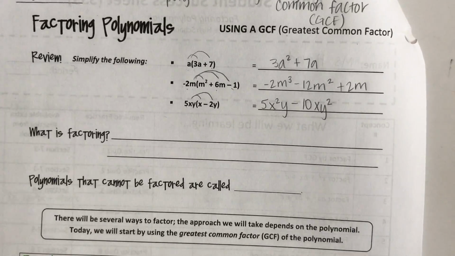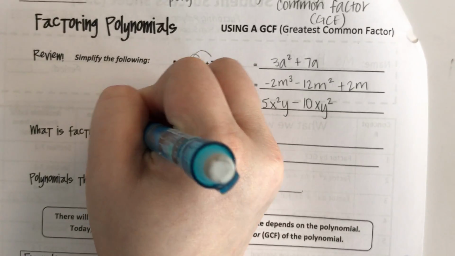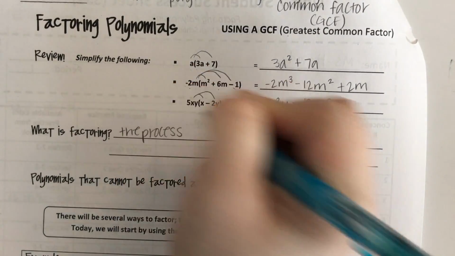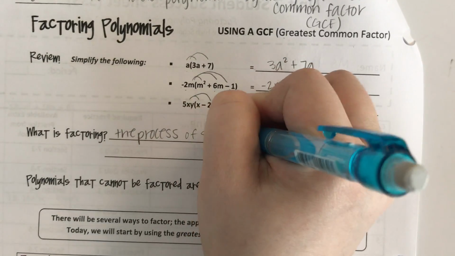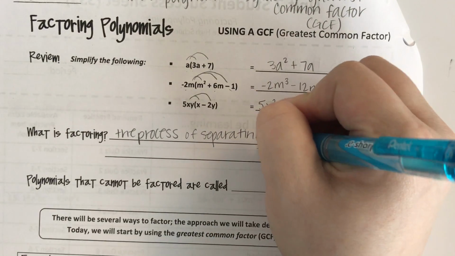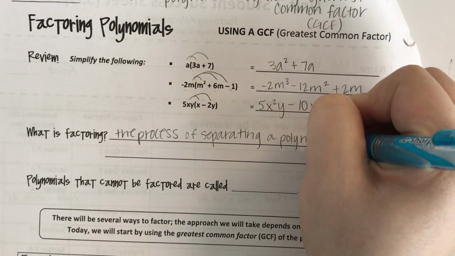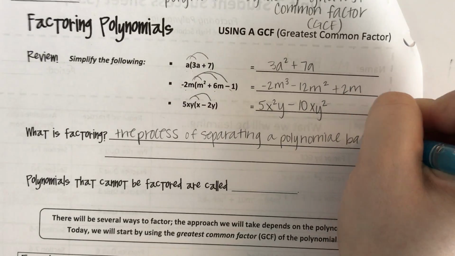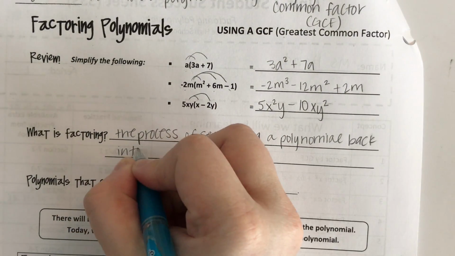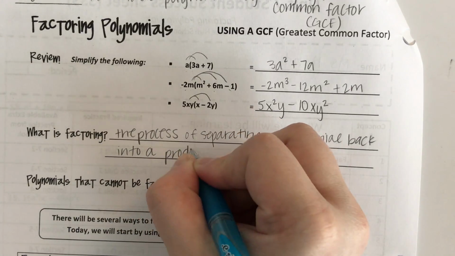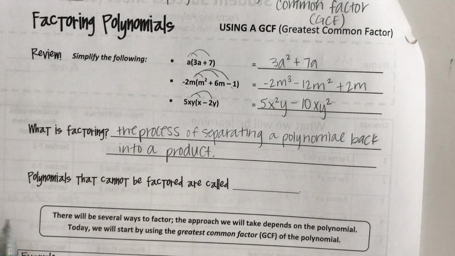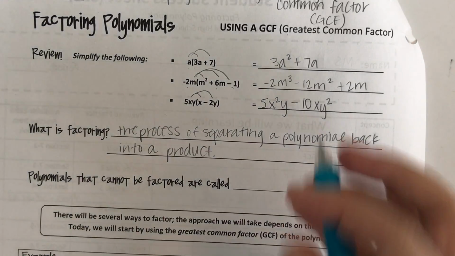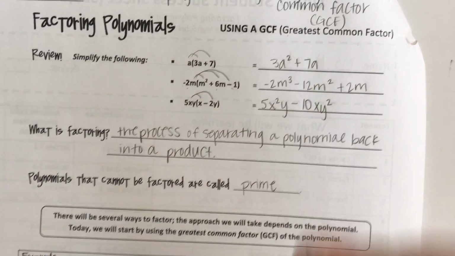Okay, so what is factoring? Factoring is the process, like what's the point here? We're making things simpler for ourselves, of separating a polynomial back into a product. Just like I said, we're taking a complicated looking polynomial and we're splitting it up into a product of two smaller polynomials, okay? So sometimes you'll get a polynomial that can't be factored, and that is called prime. A polynomial that cannot be factored is called prime.